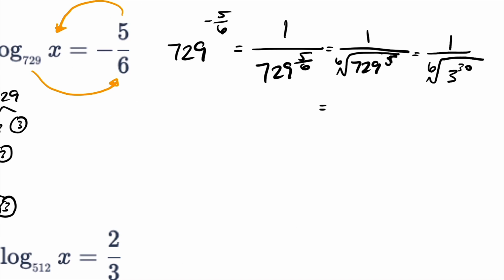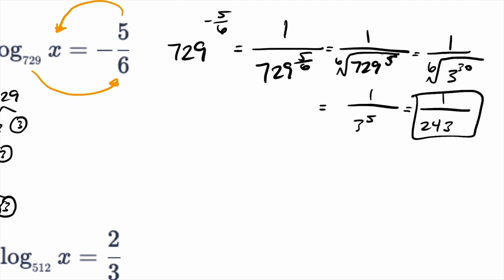All right? Because I have 6 threes. 729 has 6 threes. And I have 5 of those guys. So that's why I have 30. Okay? So now I'm looking for groups of 6. How many groups of 6 do I have? 5. So I have 3 to the 5th power. 3 to the 5th power is 3 times 3 times 3 times 3 times 3, which is 243.